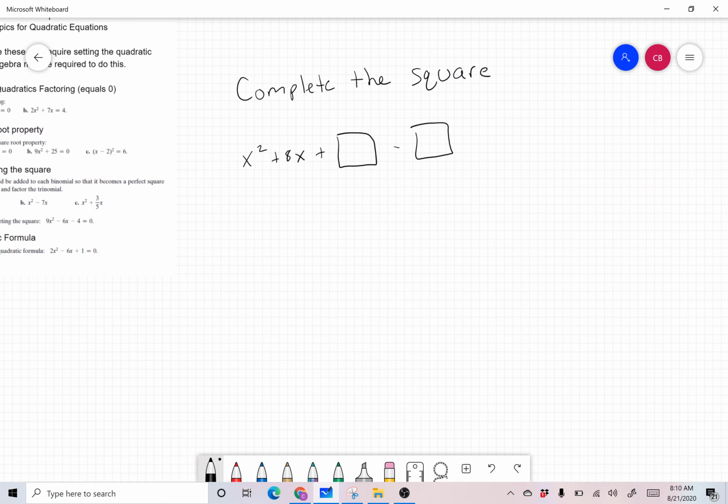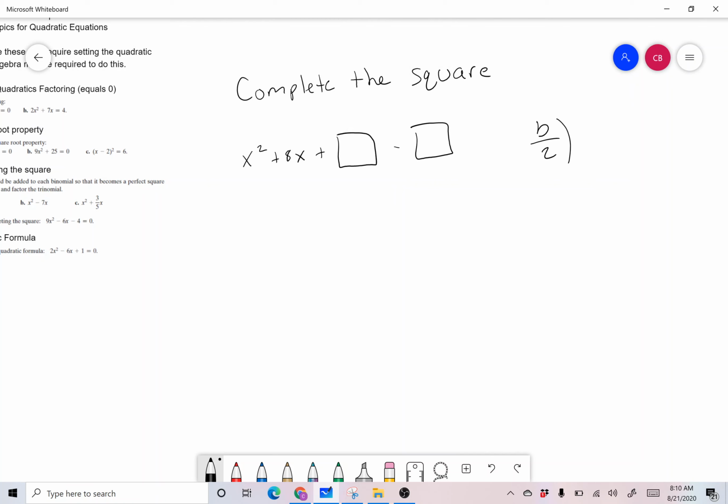Now, that something is b over 2 squared. So b in this case is 8. 8 over 2 is 4, squared, which is 16. So 16 is being added and subtracted. Now, this thing will factor nicely. Oh, I'm sorry, this should also be equal to 0. I forgot we're solving an equation.